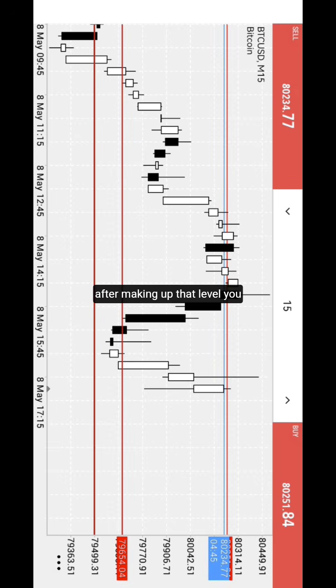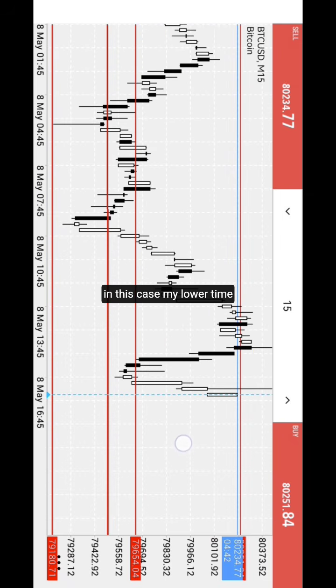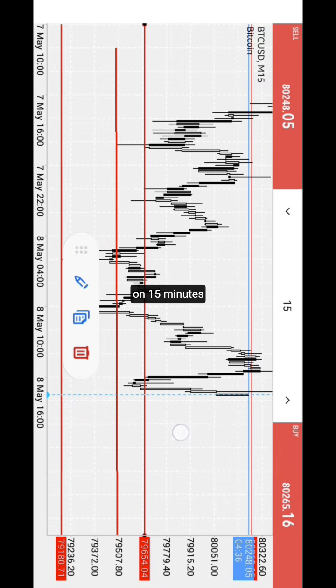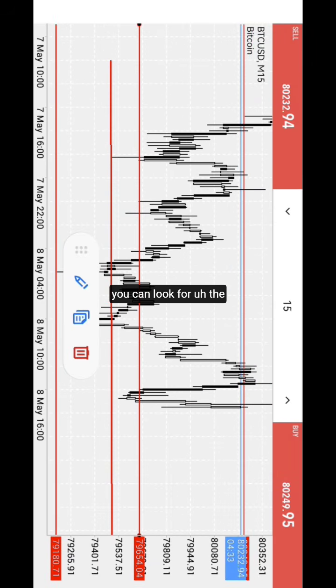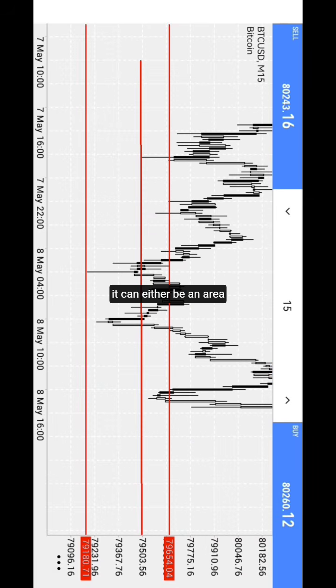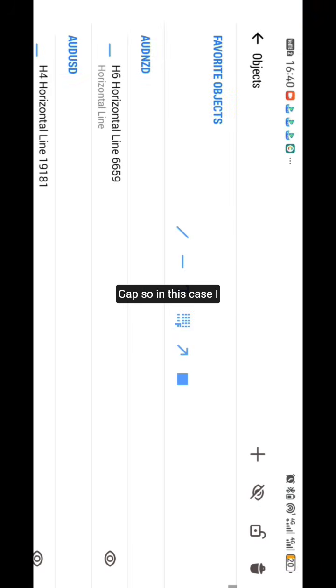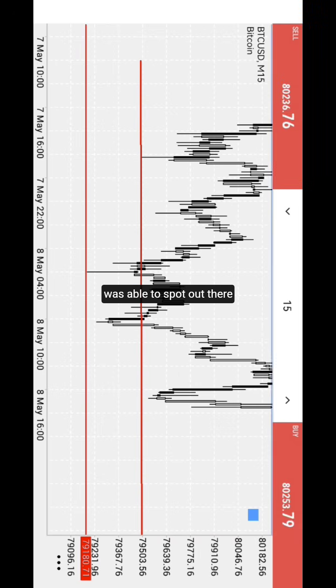Then after marking that level, you go on a lower time frame. In this case, my lower time frame was 15 minutes. So on 15 minutes, there are two things that you can look for. The very same level that you marked can either be an area where there was a failed order block, or there's an order block, or there can be a fair value gap. So in this case, I was able to spot it out.